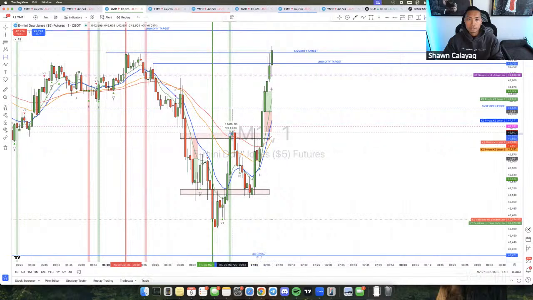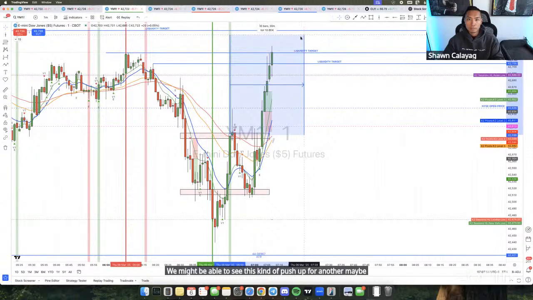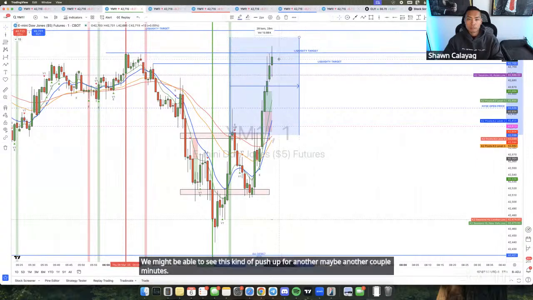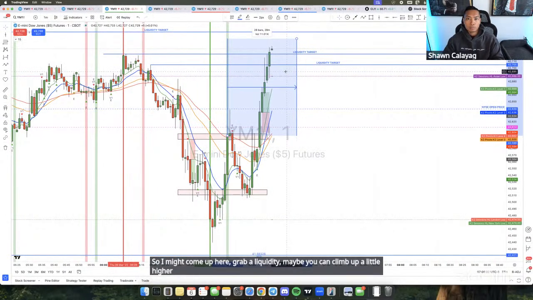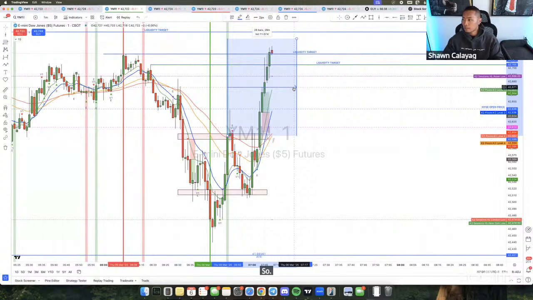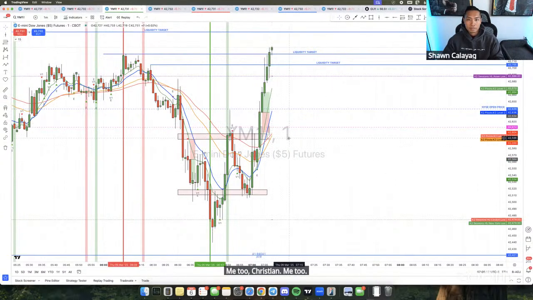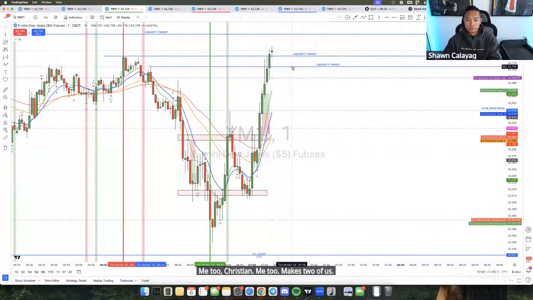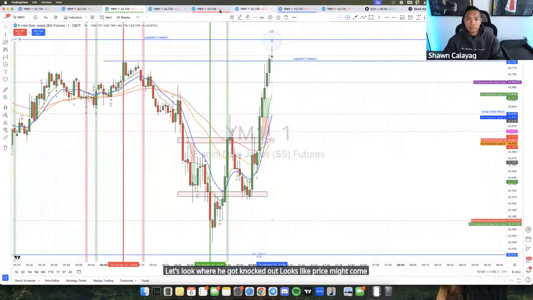We might be able to see this kind of push up for maybe another couple minutes. So it might come up here, grab the liquidity, maybe even climb up a little higher. And then once it gets to the 28-minute mark, you can probably start to see a turn back to the downside. So yeah, Christian said he's seeing that MPS, but the candle is too big. Learned his lesson yesterday. Me too, Christian, me too. Makes two of us. Right, this liquidity got knocked out. Looks like price might come up and grab this liquidity right there.